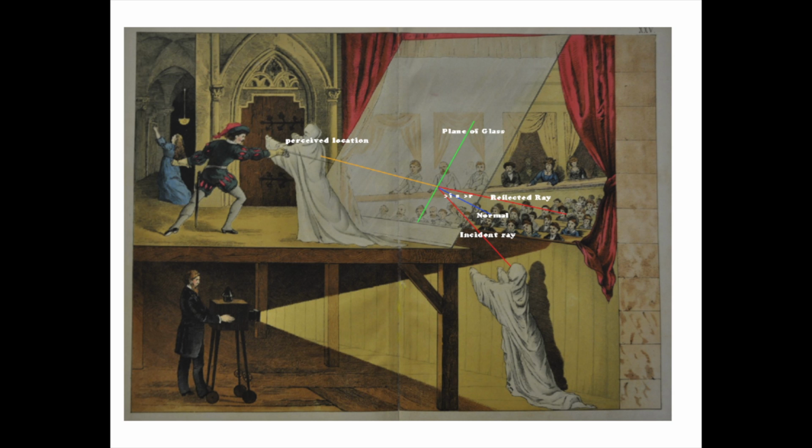Let's take this new knowledge and go back and look at the early version of this illusion. You can see the two angles must be equal. The audience extrapolates backwards to where the reflected ghost appears to have originated from. Let's take a look at some real-world examples.